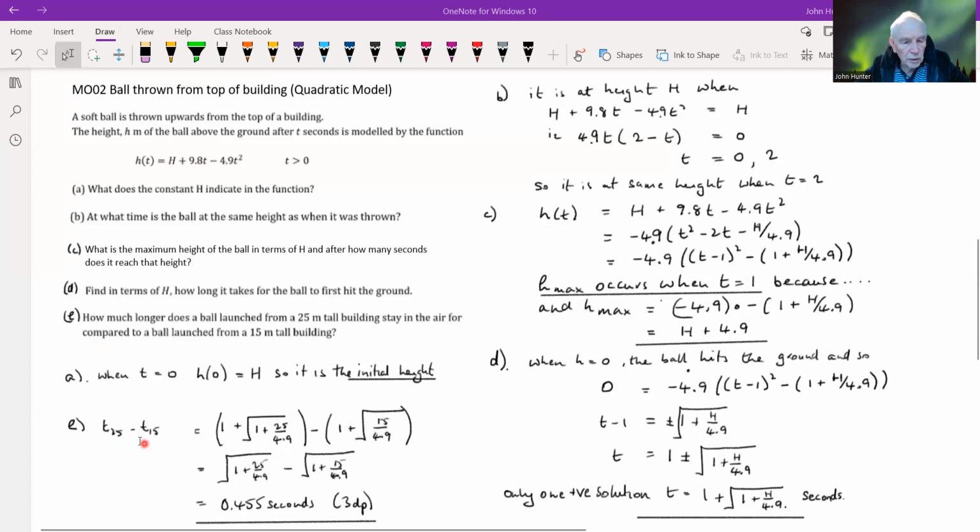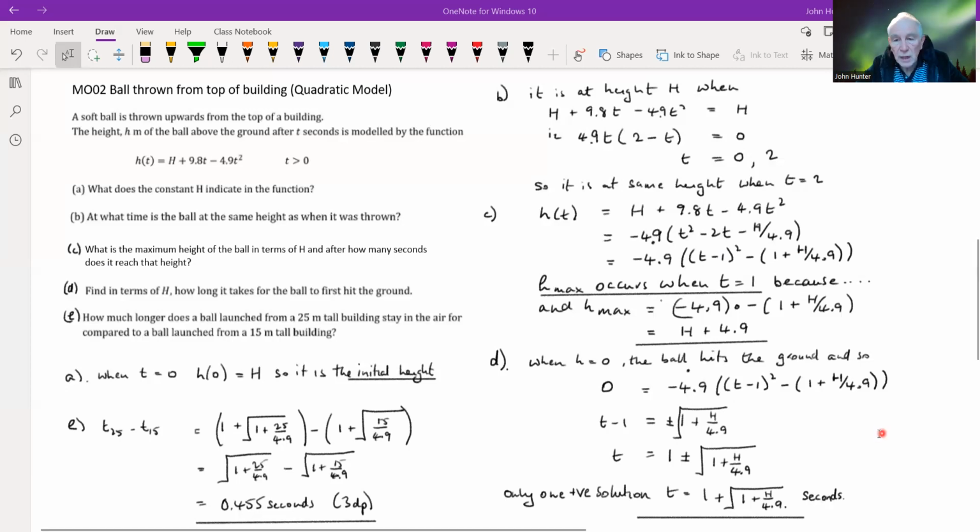And so what we're going to do is evaluate the time for a 25-meter building and for a 15-meter building, and subtract one from the other. And of course, in order to do that, we can just substitute our 25 in for h there, 15 for there, work this through, and it's going to come to 0.455 seconds to 3 decimal places. So that is that. So a nice multi-part quadratic model.